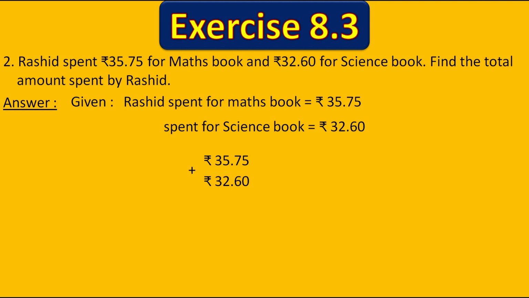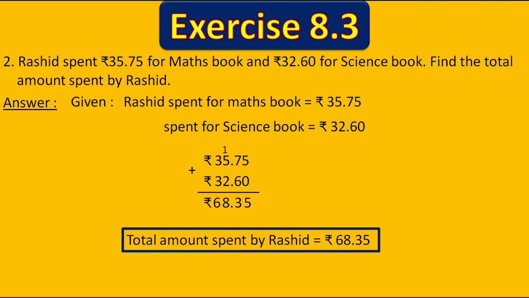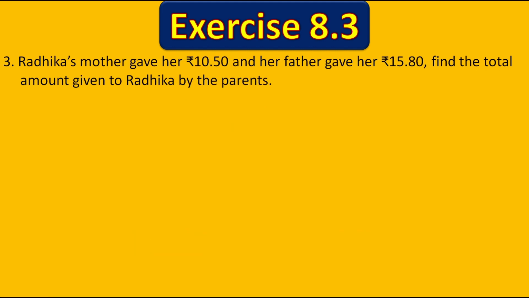So here 5 plus 0 will give you 5, 7 plus 6 will give you 13 and decimal point will come down, and 5 plus 2 plus 1 is 8, 3 plus 3 is 6. So the total amount he spent is rupees 68.35. Sorry, 68.35. Okay. Next question is Radhika's mother gave her rupees 10.50 and her father gave her rupees 15.80. Find the total amount given to Radhika by her parents. Okay. So first we will write the given things.